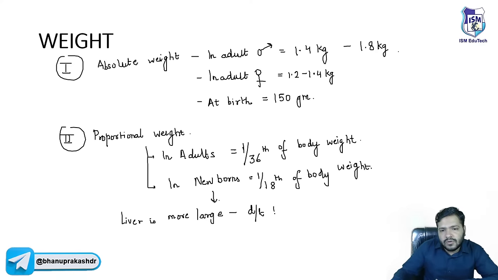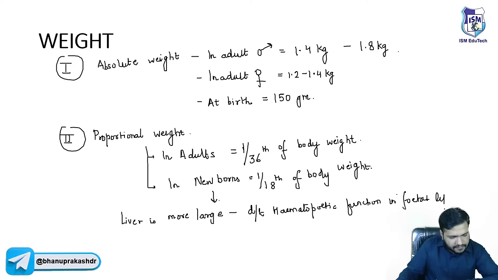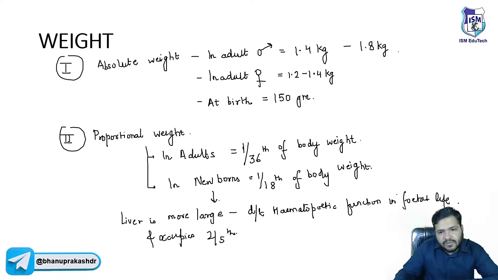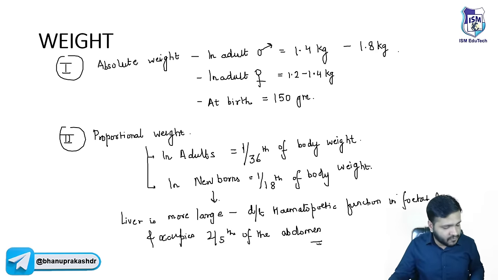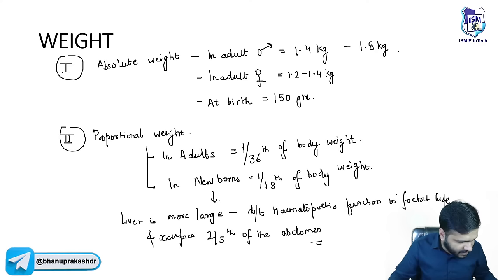It is due to the hematopoietic function in the fetal life, and it occupies 2/5 of the abdomen. The liver is more large. Why, beta? Because it is doing the hematopoiesis. What is meant by hematopoiesis, beta? Tell me in the chat box.